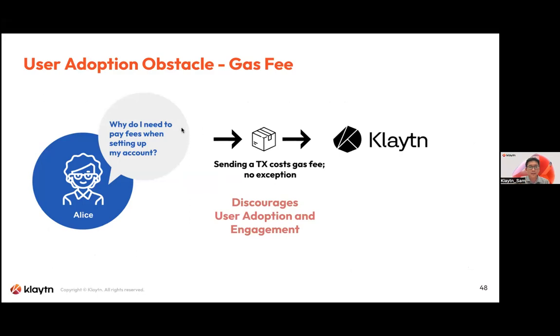The problem was like this. Why do I need to pay fees when setting up my account? I just want to set up an account, but do I have to pay gas fees? And if my users don't have the native token in the network, how can they use the services in the network?